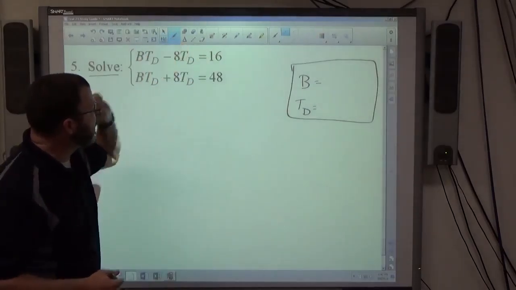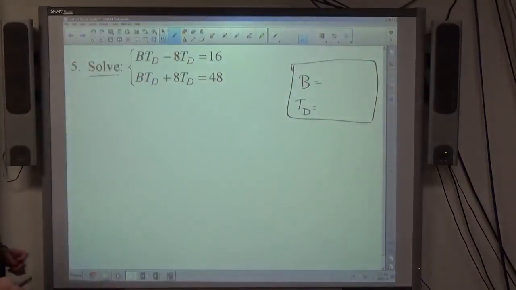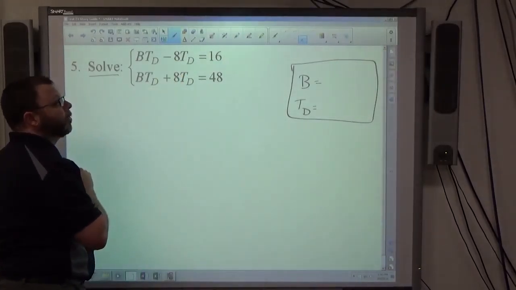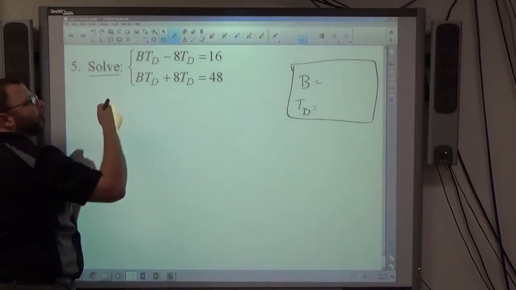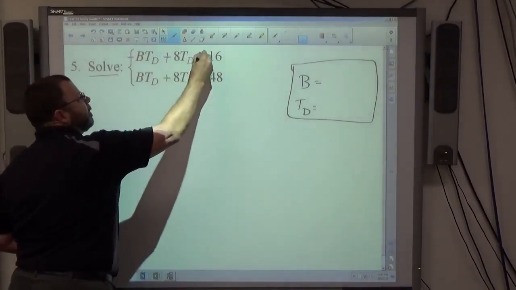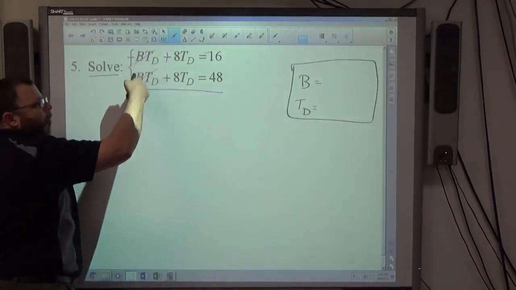I want to get rid of the one with the most letters in it. So currently, even though the 8t sub d and the negative 8t sub d are perfectly set up to eliminate, it's going to leave me two variables still in my equation. I'm going to change the top signs, negative, positive, negative. So now these objects cancel, getting rid of two variables in one swoop here.